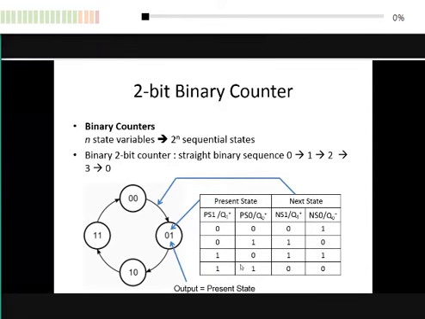Okay. Now, how to get the next state? Look back at the state diagram. 0 0, this is the initial state. When the clock happens, 0 0 must go to 0 1. So now, on your next state, based on present state 0 0, it must go to 0 1. Got it?